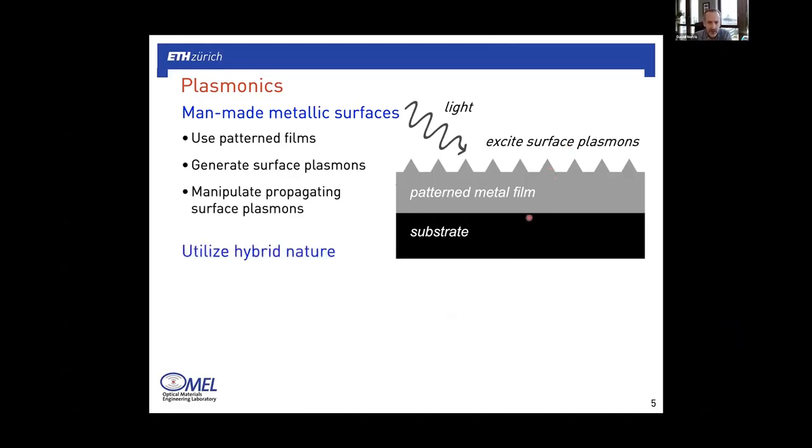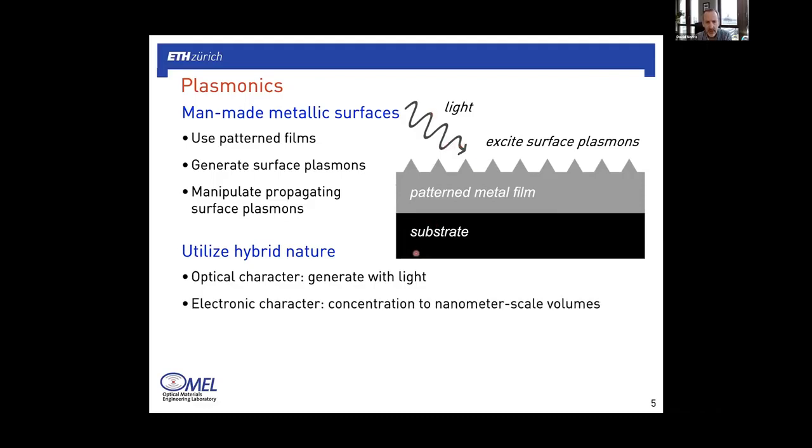And you can also utilize their hybrid nature, so they have this optical component, meaning that they can communicate with light, so light can generate plasmons or vice versa. And also this electronic character component allows us to confine the electromagnetic fields to nanometer scale volumes. So if we have sharp tips, and I'll show you some real examples in a moment, we can confine the electromagnetic fields in these small volumes around the tips.